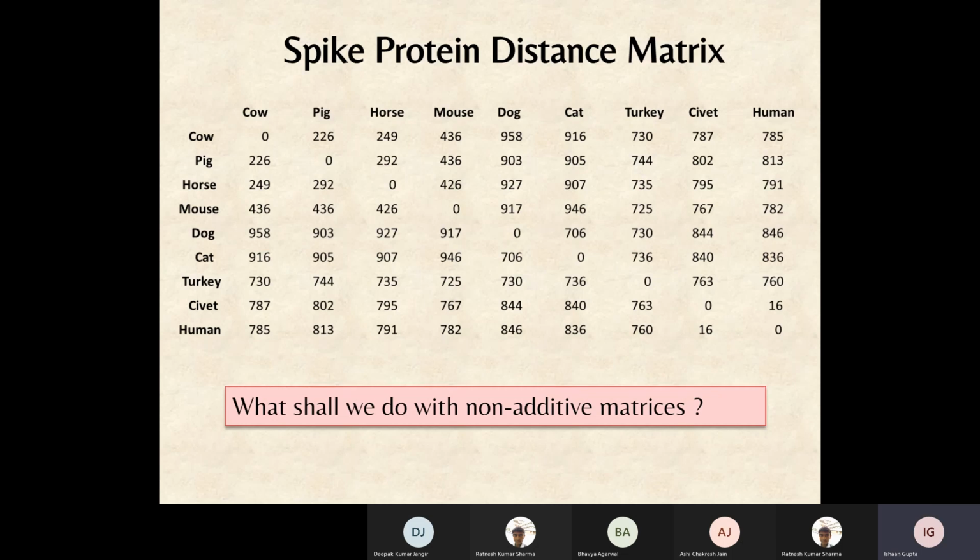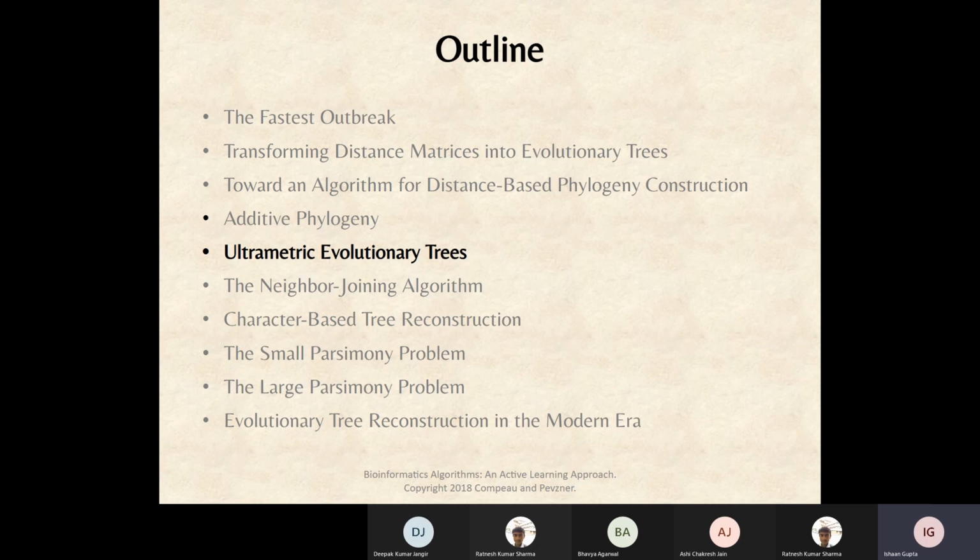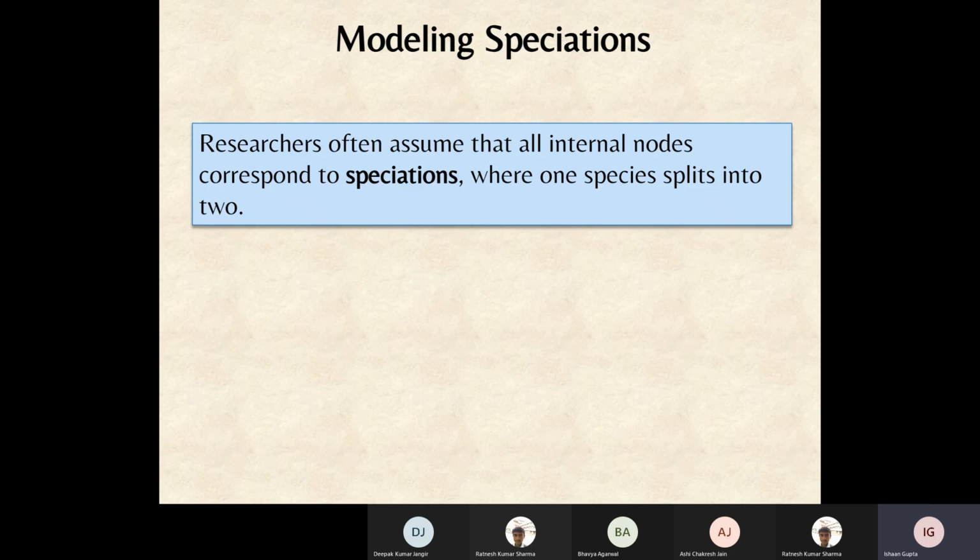So the question is, in the previous algorithm, in order to actually have a tree, you need to have a matrix which is additive. But what happens, or how do we actually work with matrices that are non-additive? In order to do that, we come to another set of algorithms, called ultrametric evolution trees, which ensure that given a matrix, a tree is fit into the matrix.